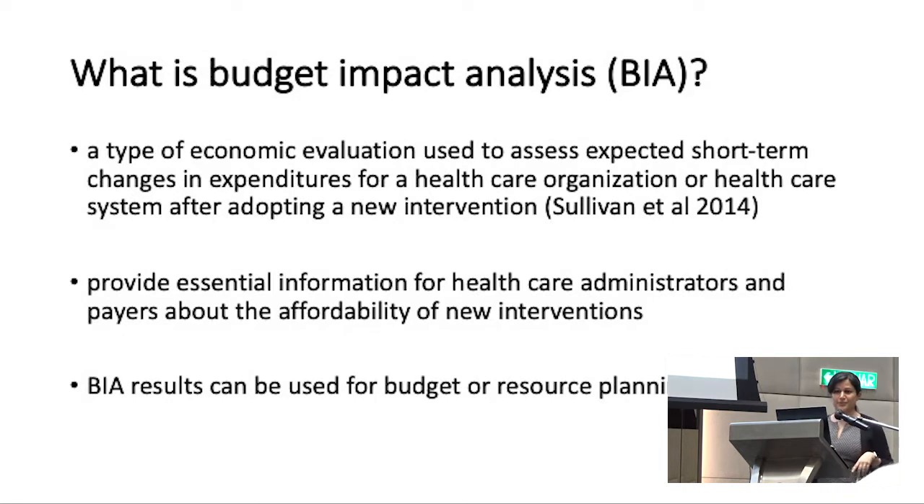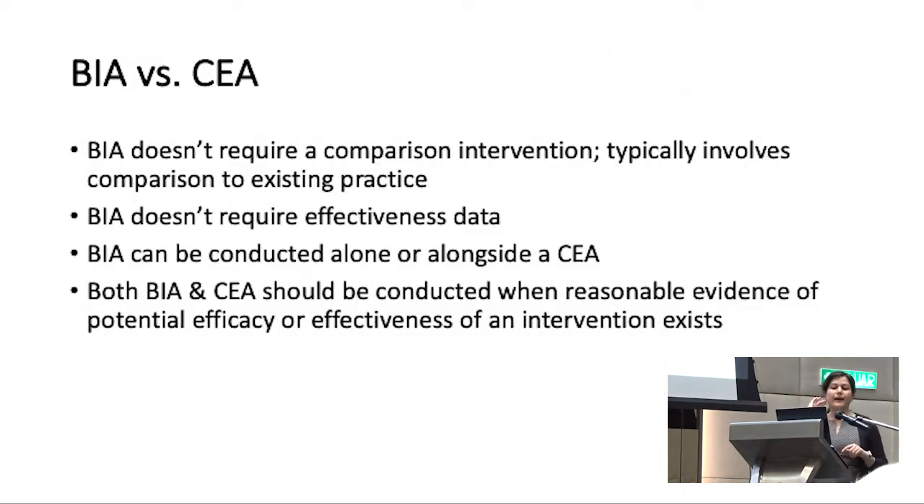So comparing the two, BIA versus CEA, budget impact analyses usually don't require a comparison intervention. And we talked about that many times, right? I hope everyone got that point about cost effectiveness analyses. You always want to have a comparator. But for budget impact analysis, it's much more descriptive. You just want to assess how much does it cost to implement this intervention in the real world and collect that descriptive data.